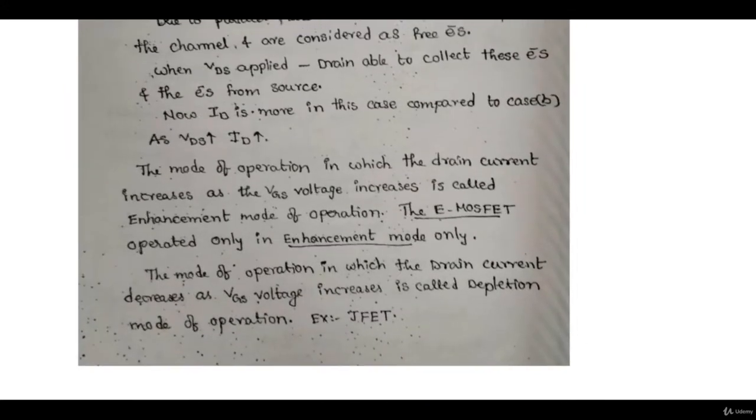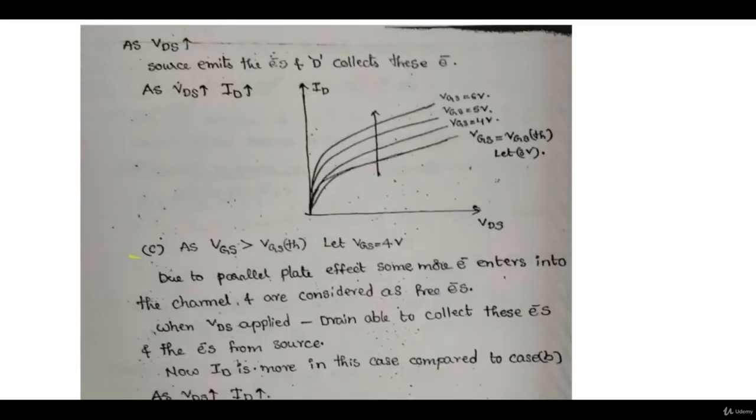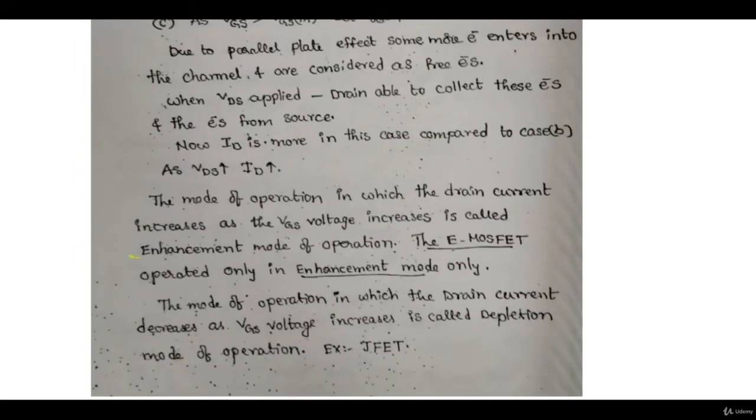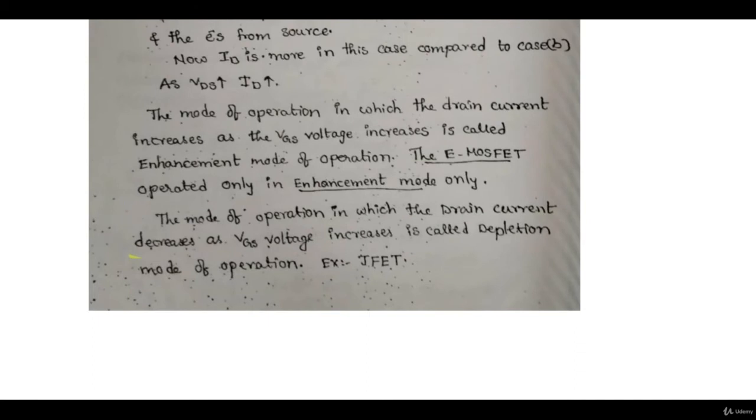Now a few points here. The mode of operation in which the drain current increases as the voltage VGS increases is called enhancement mode of operation, and hence the eMOSFET operates only in enhancement mode. You can see in this curve how increasing the value of VGS enhances the current, and that is the reason it is called enhancement type MOSFET. Then the mode of operation in which the drain current decreases as VGS voltage increases is called depletion mode of operation, which happens in JFET.